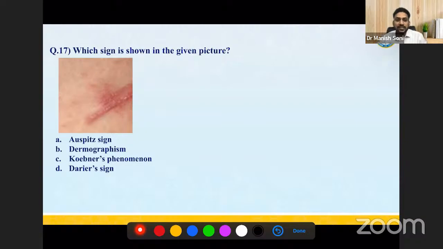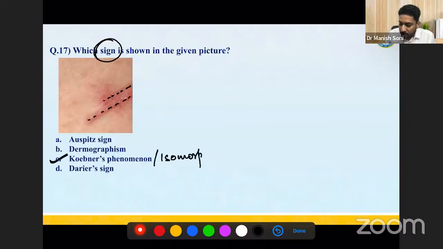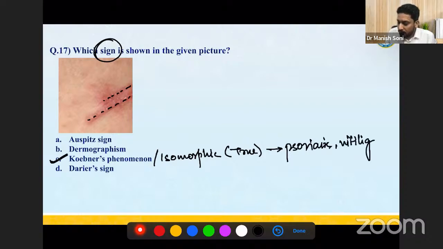Now here, this sign is shown in the given picture. And what you can see in this sign is that there are linear lesions which are present. So do you know any sign or condition where when we scratch the condition, multiple lesions start developing along the line of scratch or along the line of trauma? That is known as Koebner's phenomenon or isomorphic phenomenon. This is true Koebner's phenomenon, which is seen in psoriasis, vitiligo, and lichen planus.